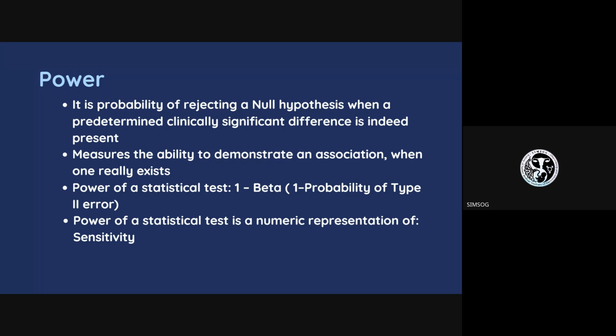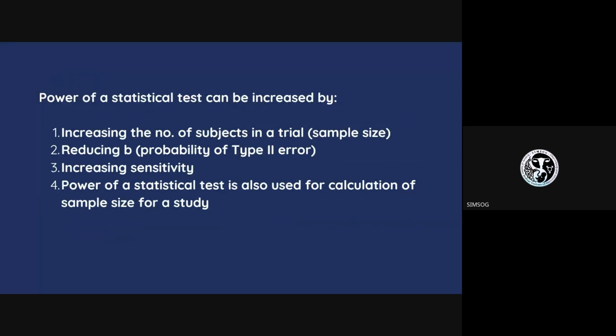Because if the type 2 error is decreased, of course, the strength of the study is going to increase. But remember, the term power corresponds to your type 2 error, whereas your significance level corresponds to your type 1 error. So the power of a statistical test is the numeric representation of its sensitivity.